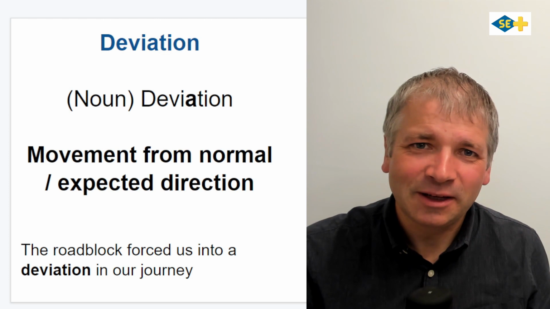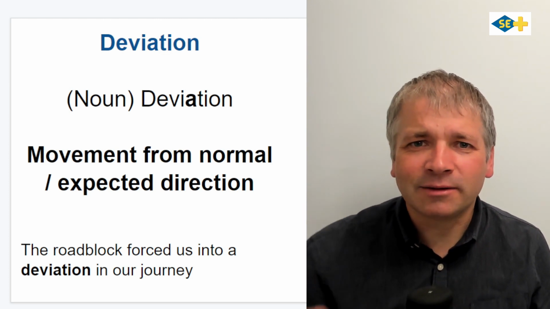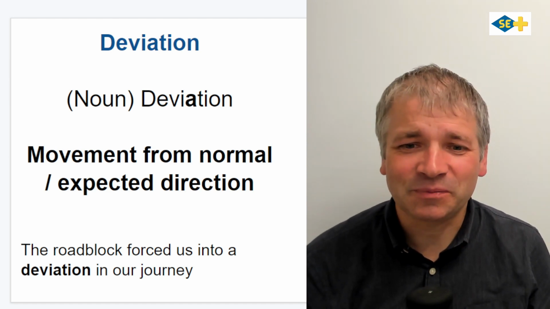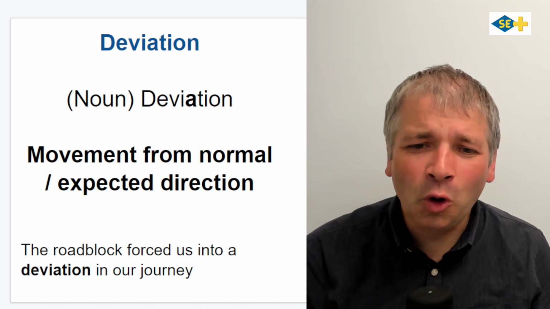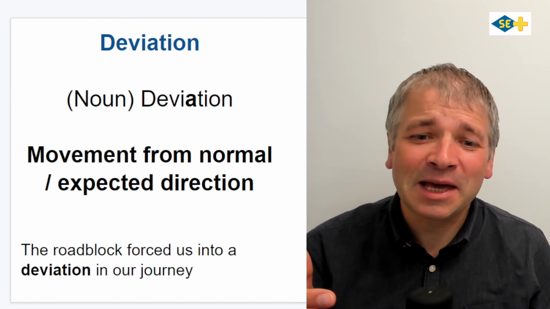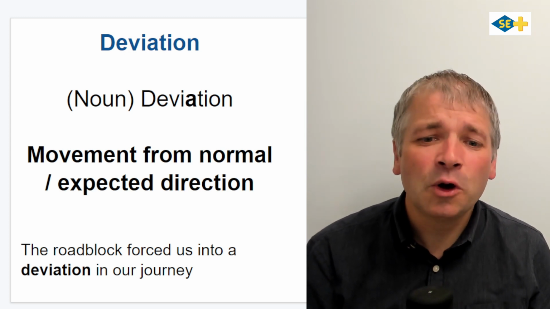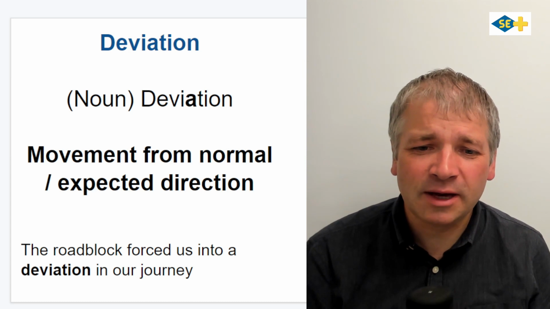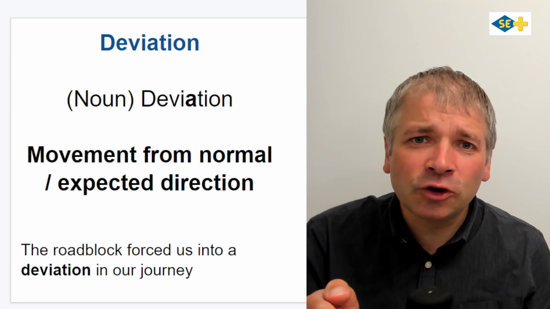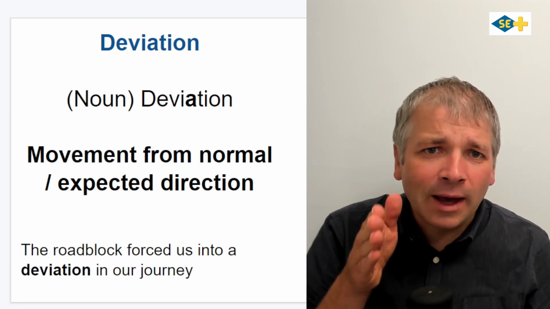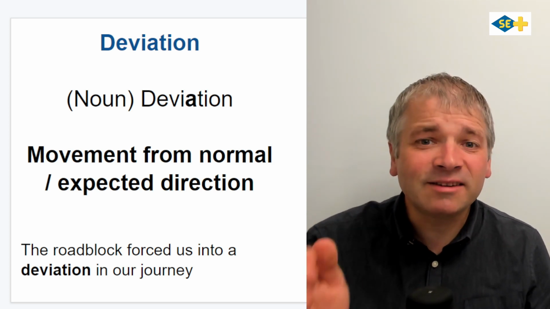Deviation. This is a noun and the stress is on a, deviation. And this represents movement from normal or movement from the expected direction. So for example, the roadblock forced us into a deviation in our journey. It meant we couldn't go in the normal way. We had to go around, we had to take a different route. It was a deviation.